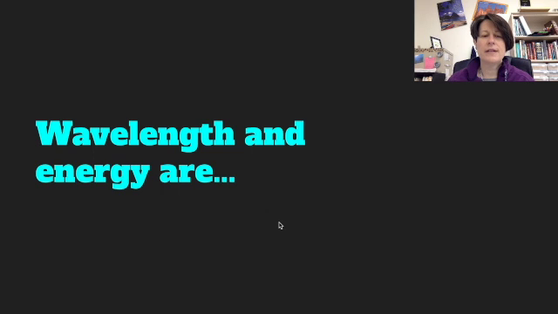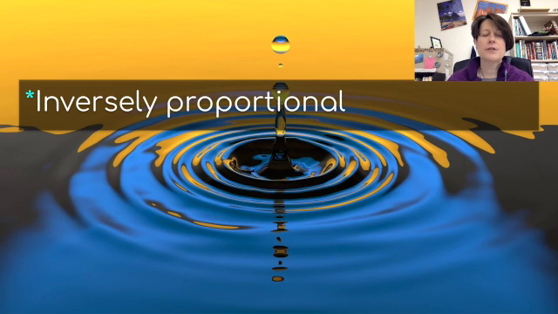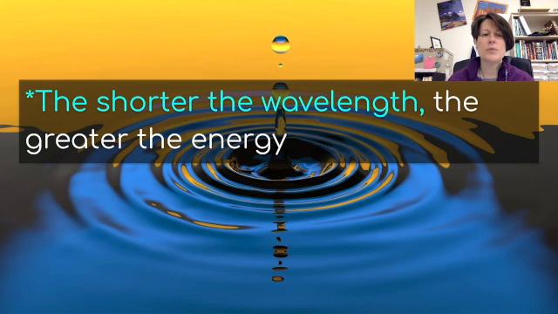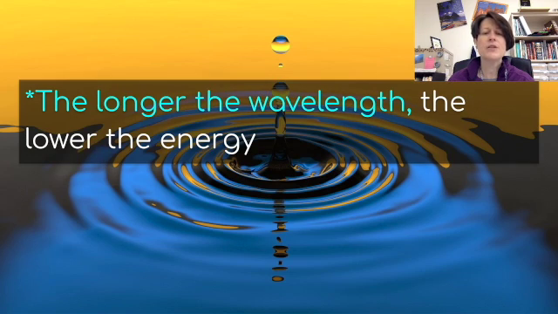Now, wavelength and energy are inversely proportional. What that means is if one of the quantities gets bigger, the other is smaller. So the shorter the wavelength, the greater the energy, and the longer the wavelength, the lower the energy. Do you see how they are opposites? So inverse, think opposites.